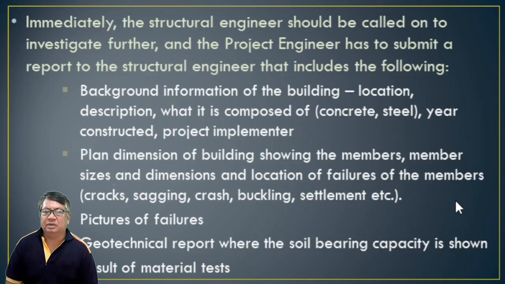Immediately, the structural engineer should be called on to investigate further, and the project engineer has to submit a report to the structural engineer that includes the following: background information of the building, location, description, what it is composed of, either concrete or steel, year constructed, project implementer. So try to orient the structural engineer so that he or she may be able to find solutions to the observed problem. Plan dimension of building showing the members, member sizes and dimensions, and location of failures of the members: cracks, sagging of the beams, crushing, buckling, settlement, etc.